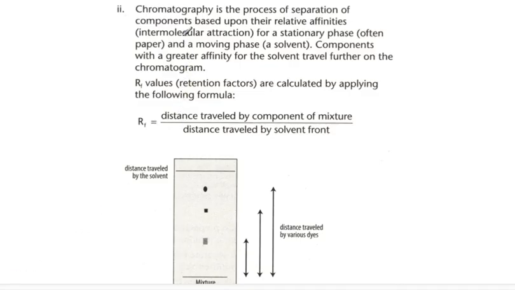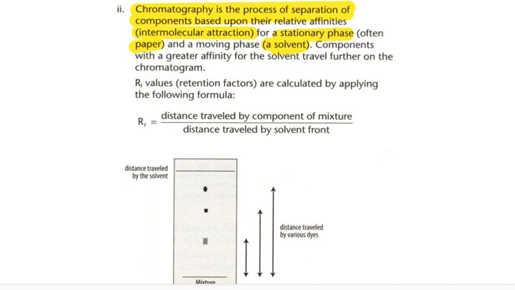Next, chromatography. We didn't do a chromatography lab. The only key thing you need to know about chromatography is it's used to separate out components in a solution, like dyes and stuff like that. So you can take a dye and separate it out. It's based on the idea of intermolecular attraction. The stationary phase represents the paper, so we use special chromatography paper, and the solvent is the moving phase.